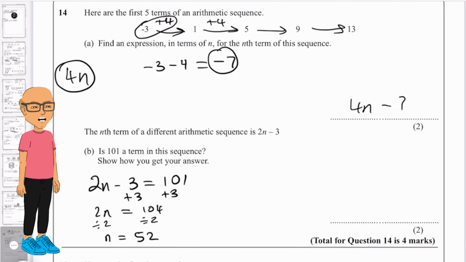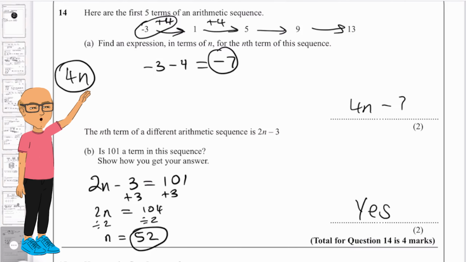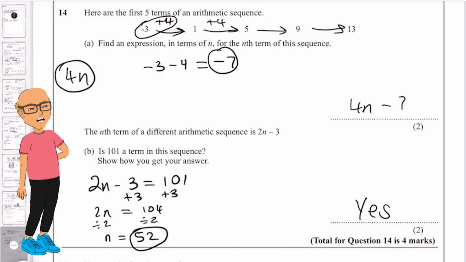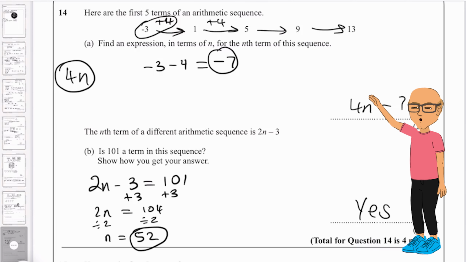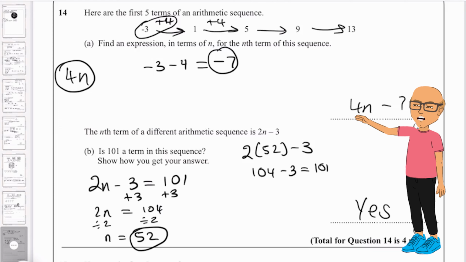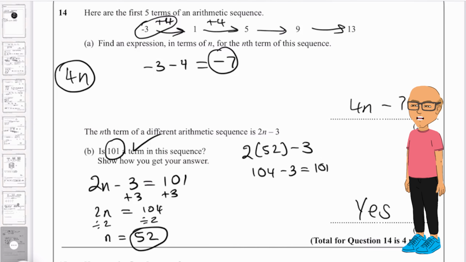So now we know that yes, it is the 52nd term. So we can simply say yes, 101 is a term in the sequence, and that is if n equals 52. So let's go ahead and check this out. I'll have 2, and I'll substitute 52 and minus 3. So 2 times 52 is 104, minus 3 is 101, and there we are. And that's how you would simply check to see if your answer is correct.